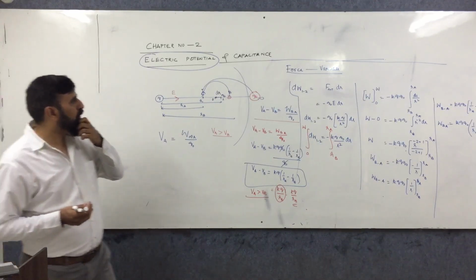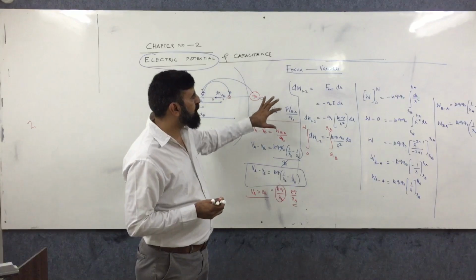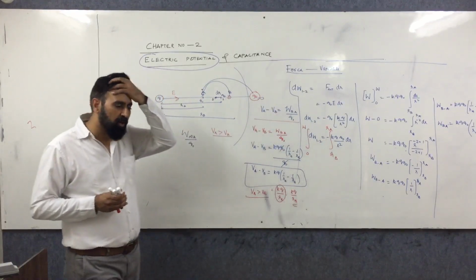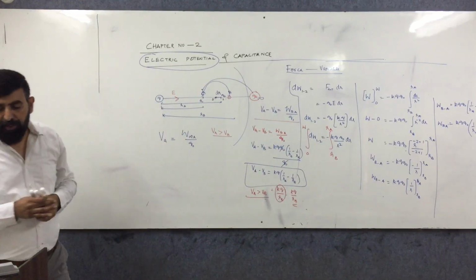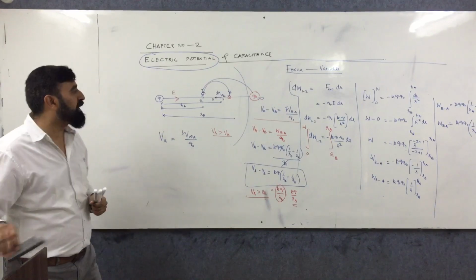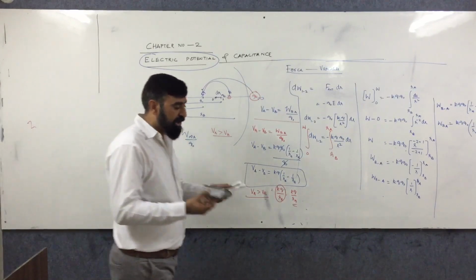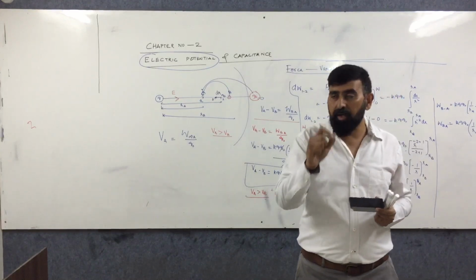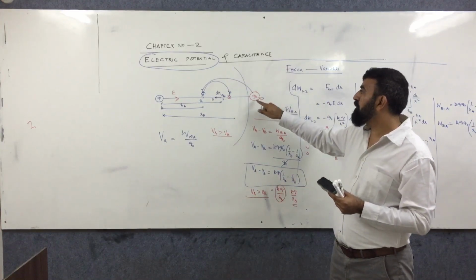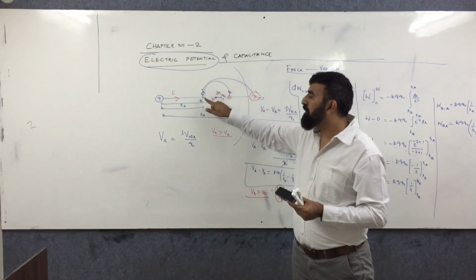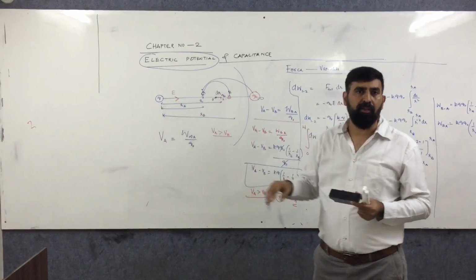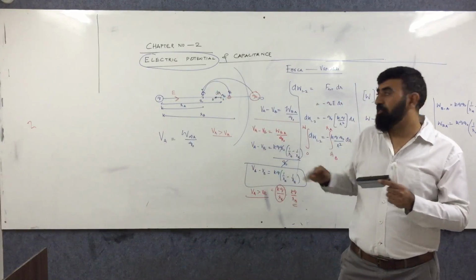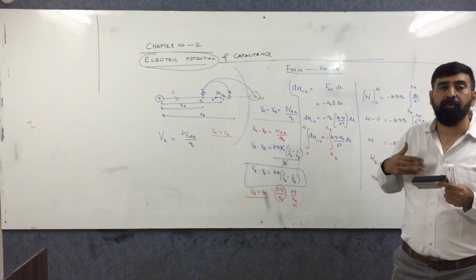Now I deduced potential difference between 2 points, isn't it? Now I'll try to find out the potential at a point, electric potential at a point. Now what is electric potential at a point? As I state the definition, electric potential is the work done to move a test charge from infinity to a given point A per unit test charge. So what is the difference between this derivation and the statement which I am making?